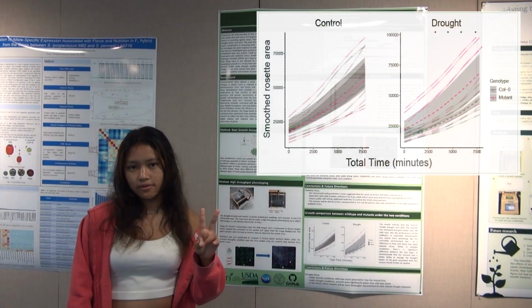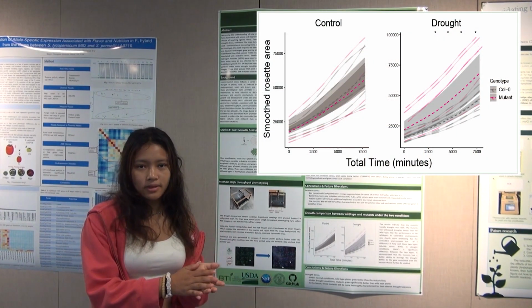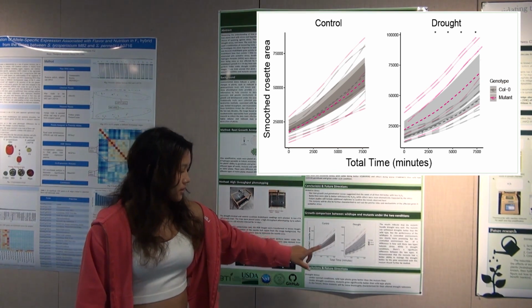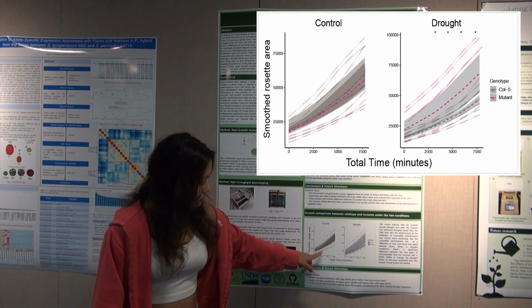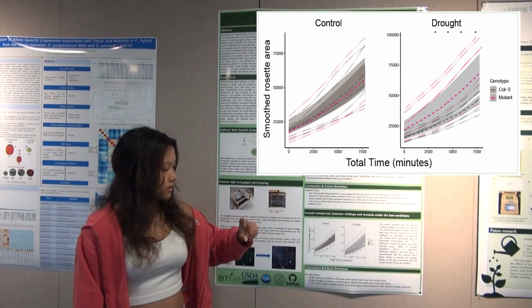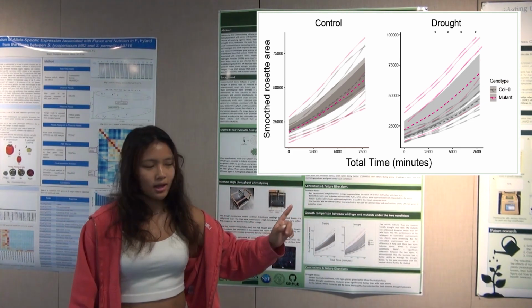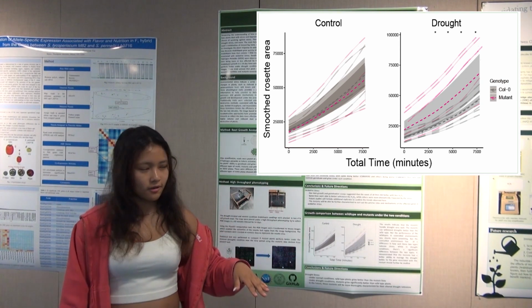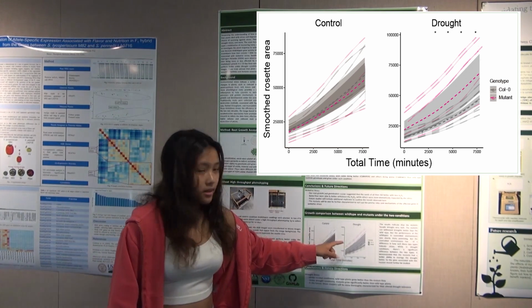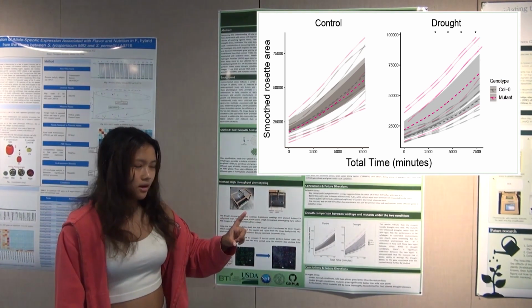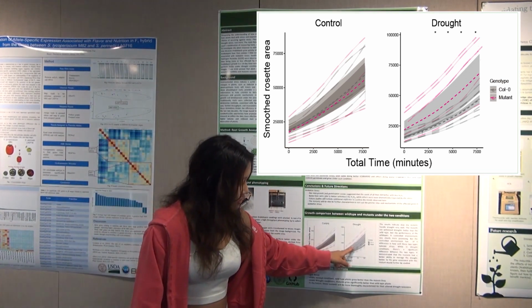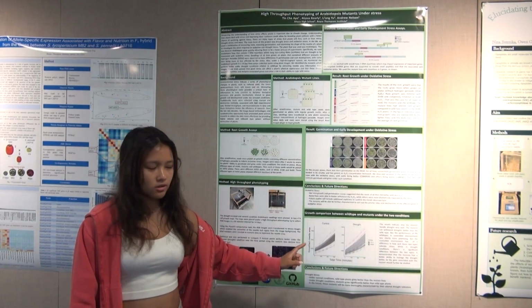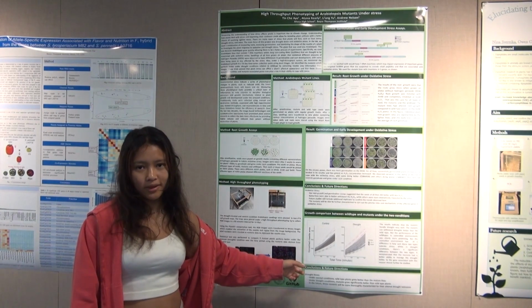So we had two types of environment. We had a controlled environment, and we had a drought environment. And if you zoom up on the graph, you notice that the red dotted line is the mutant, and the gray dotted line is the wild type. And so our result was in the controlled environment, the wild type did better, but in the drought environment, the mutant did significantly better. So that is something important for us to look into because we want to understand why that mutant had such a good drought tolerance, because it would be useful for other plants.